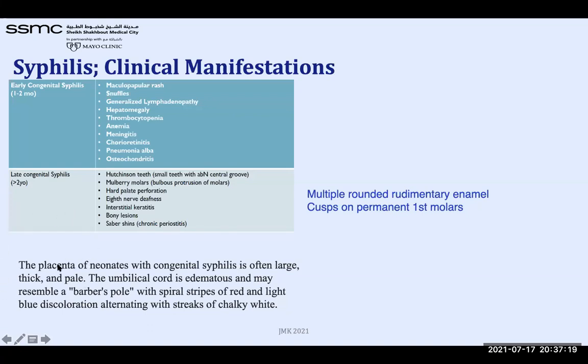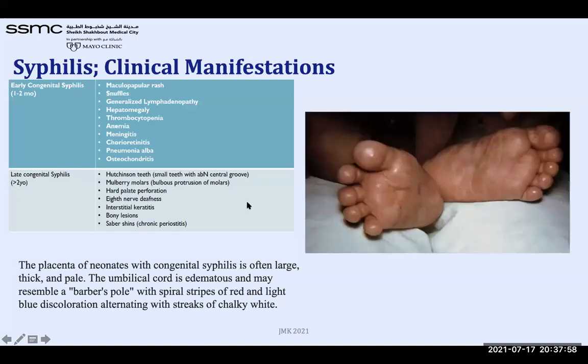If you are suspecting syphilis, then examine the placenta, because the placenta of a neonate with congenital syphilis is often large, thick, and pale. The umbilical cord is edematous and may resemble a barber's pole. You see the barber shop has this blue, red and white pole. It looks like that, with spiral stripes of red and light blue discoloration alternating with streaks. And it is very typical. I saw myself many syphilis patients with this type of umbilical cord.